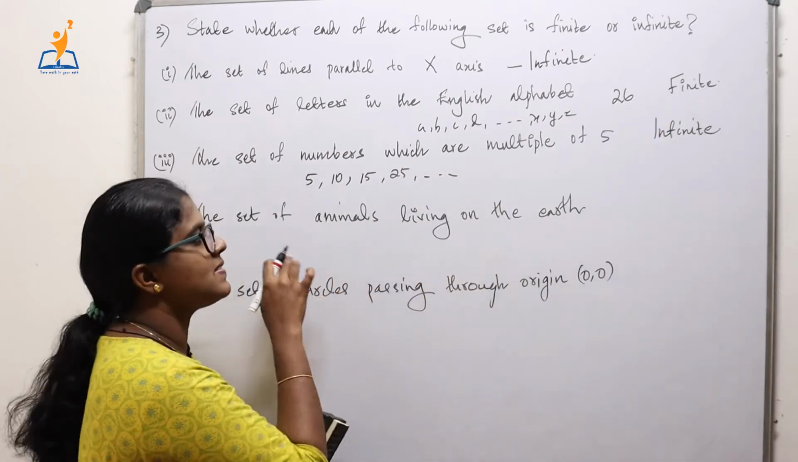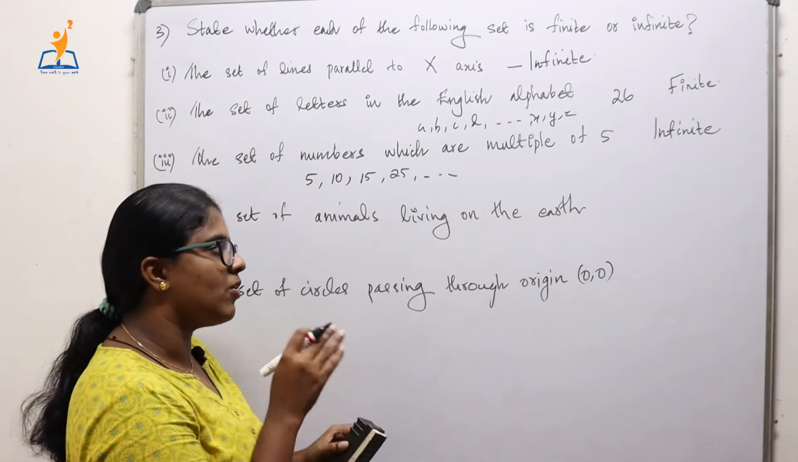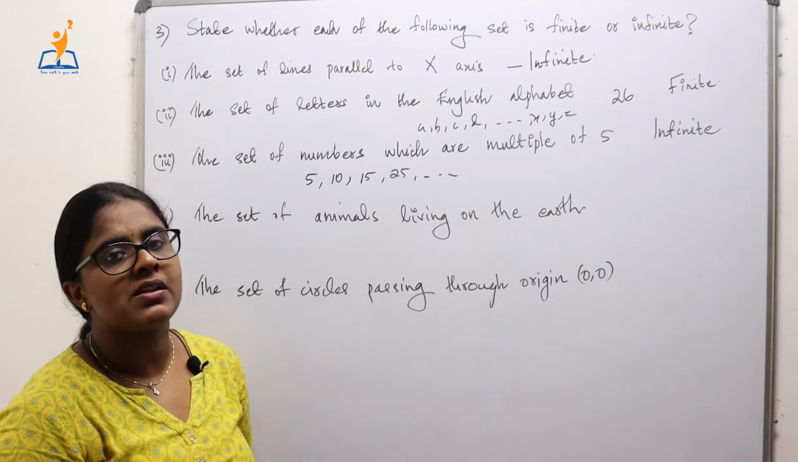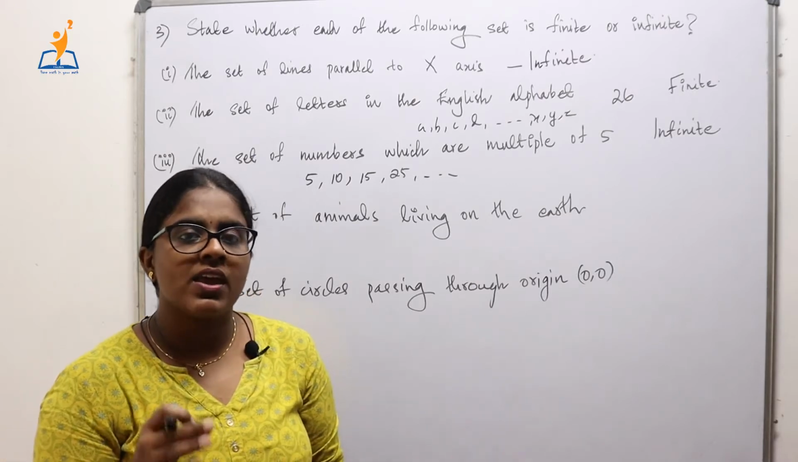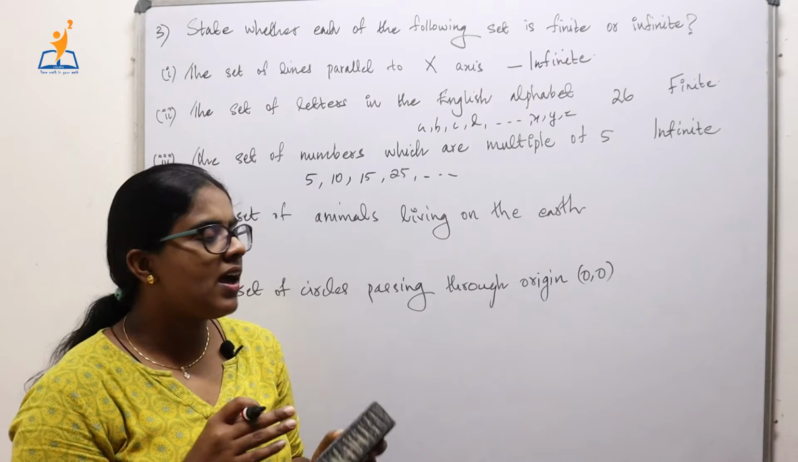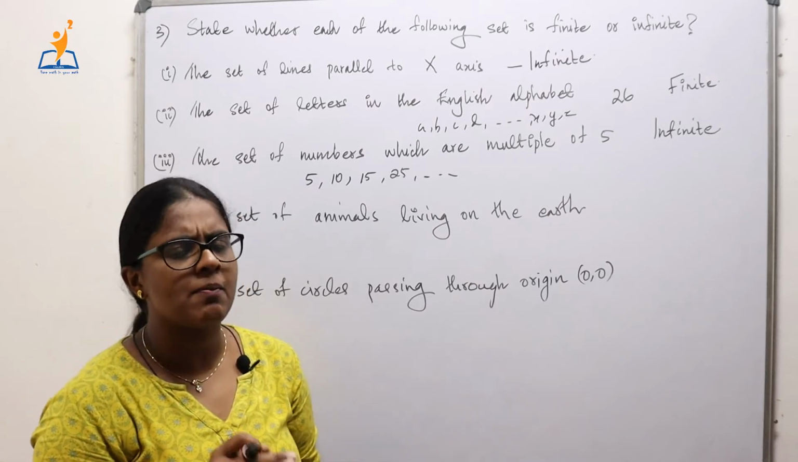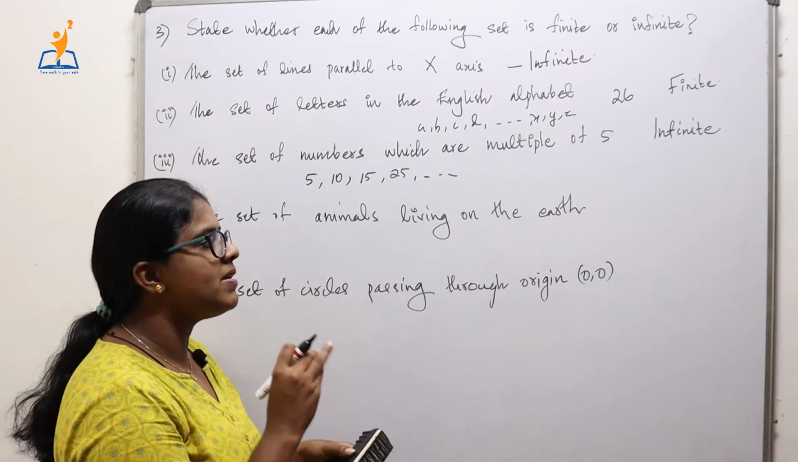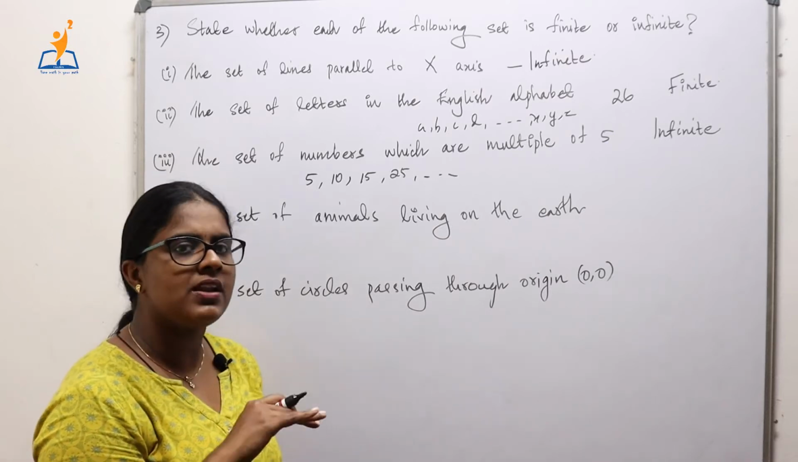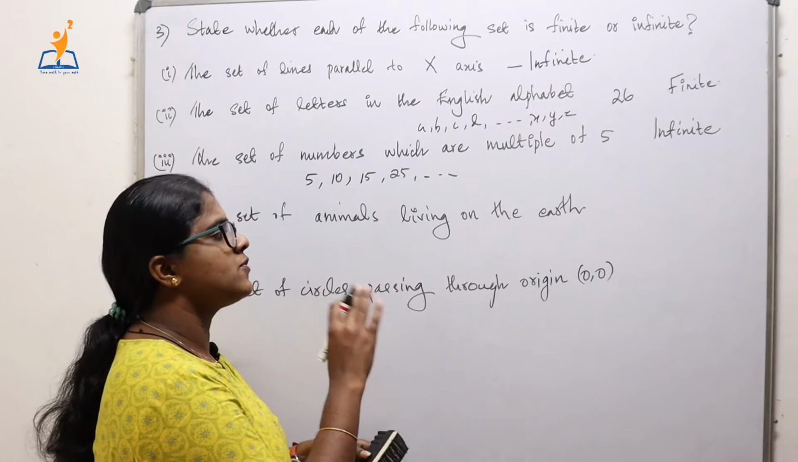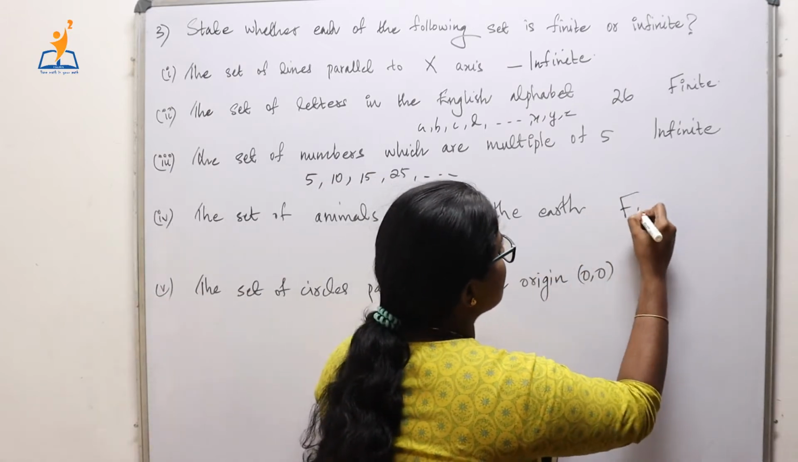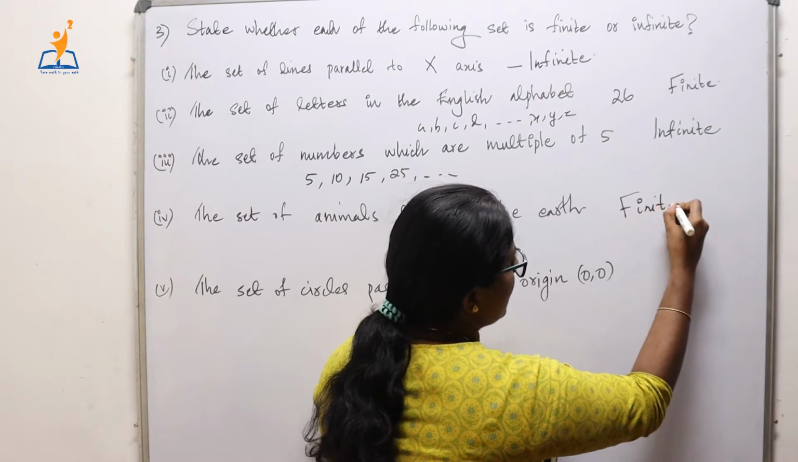Next question. The set of animals living on the earth. There are a huge number of animals living on the earth. Can we count that? No, it is a definite number actually, but it is too big. So the number of animals living on the earth is a definite number which is too big. So since it is a definite number, we can say that this is a finite set.